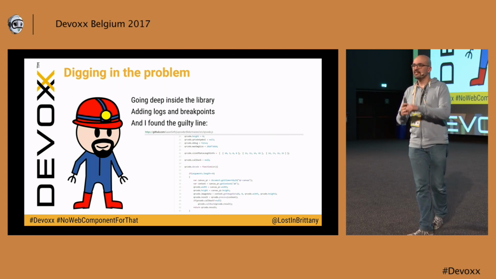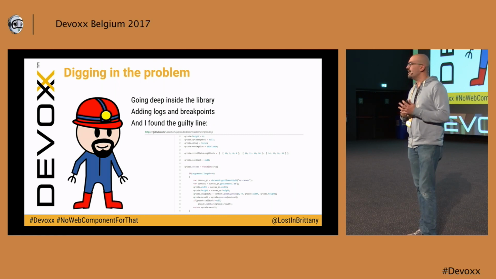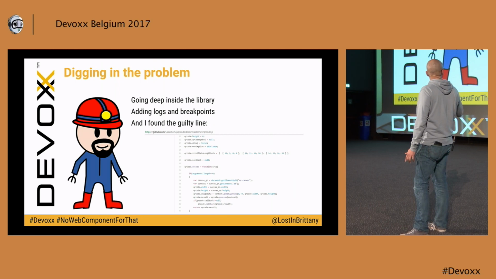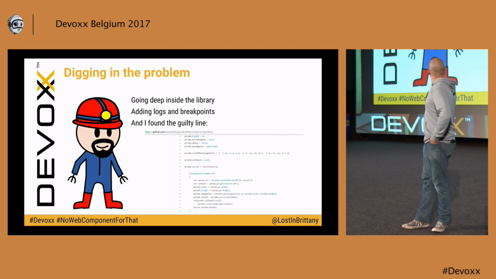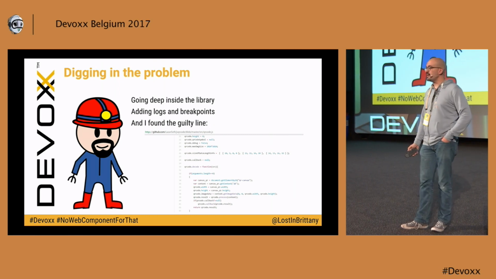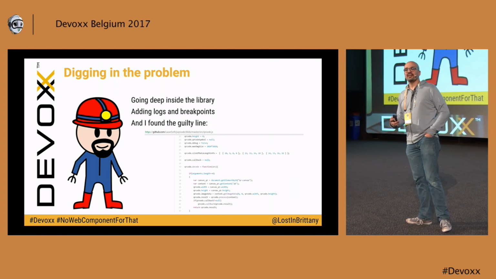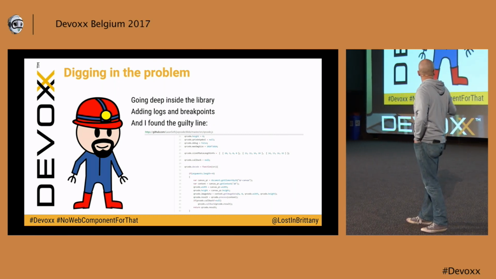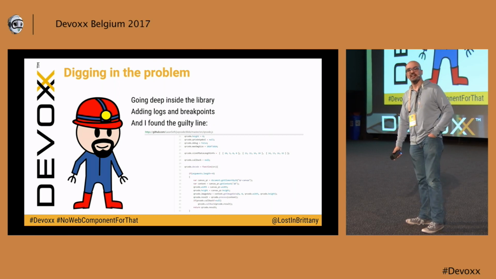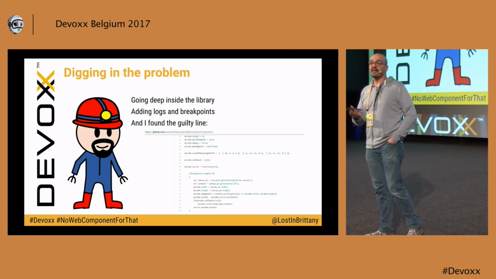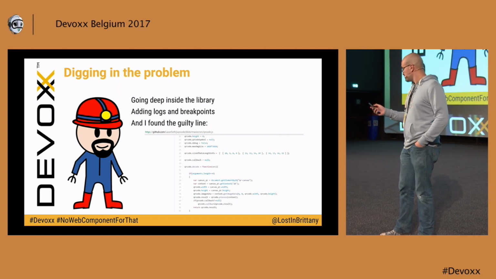I dug into the library, I went down, and I saw a line, maybe you can see it, document.getElementById QR canvas. In fact, it's supposed that your canvas tag is going to be called QR canvas, and it is a grandchild of document. So it couldn't work in a Shadow DOM world.